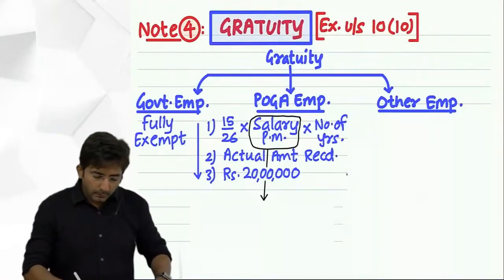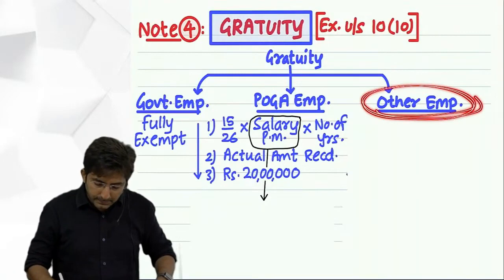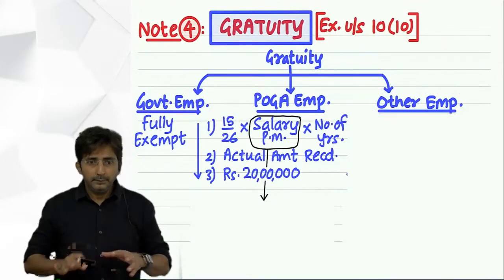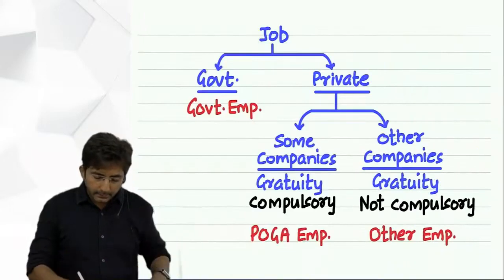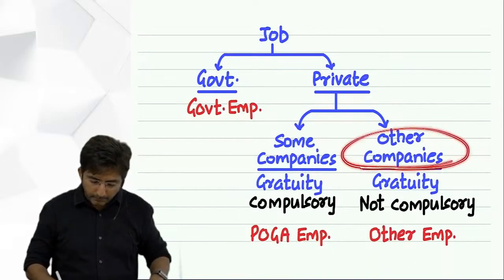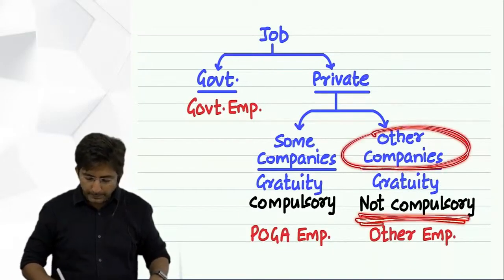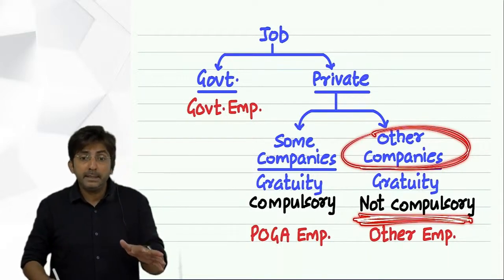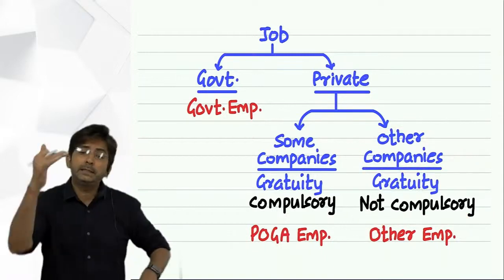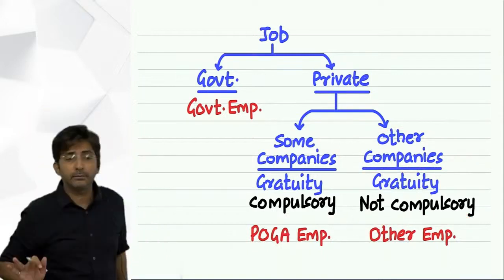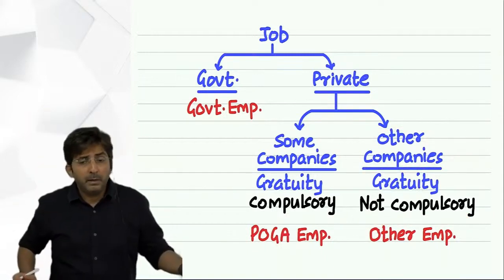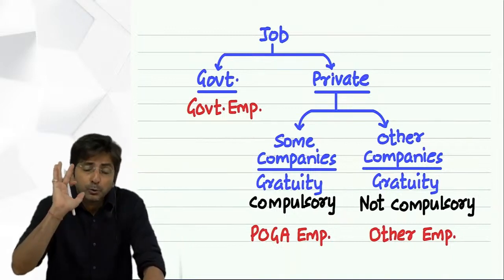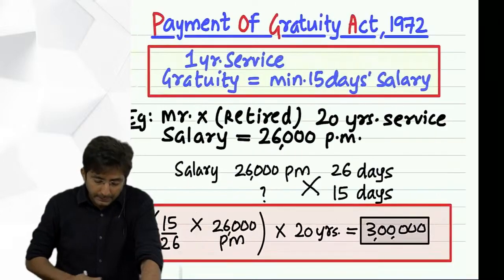Now, for other employees, what do I mean by other employees? These are employees working in some other companies where gratuity payment is not compulsory. It means if your company wants to give you gratuity, they will give. If they do not want to, they will not give. But if they give, what should be the reasonable amount which you should get?